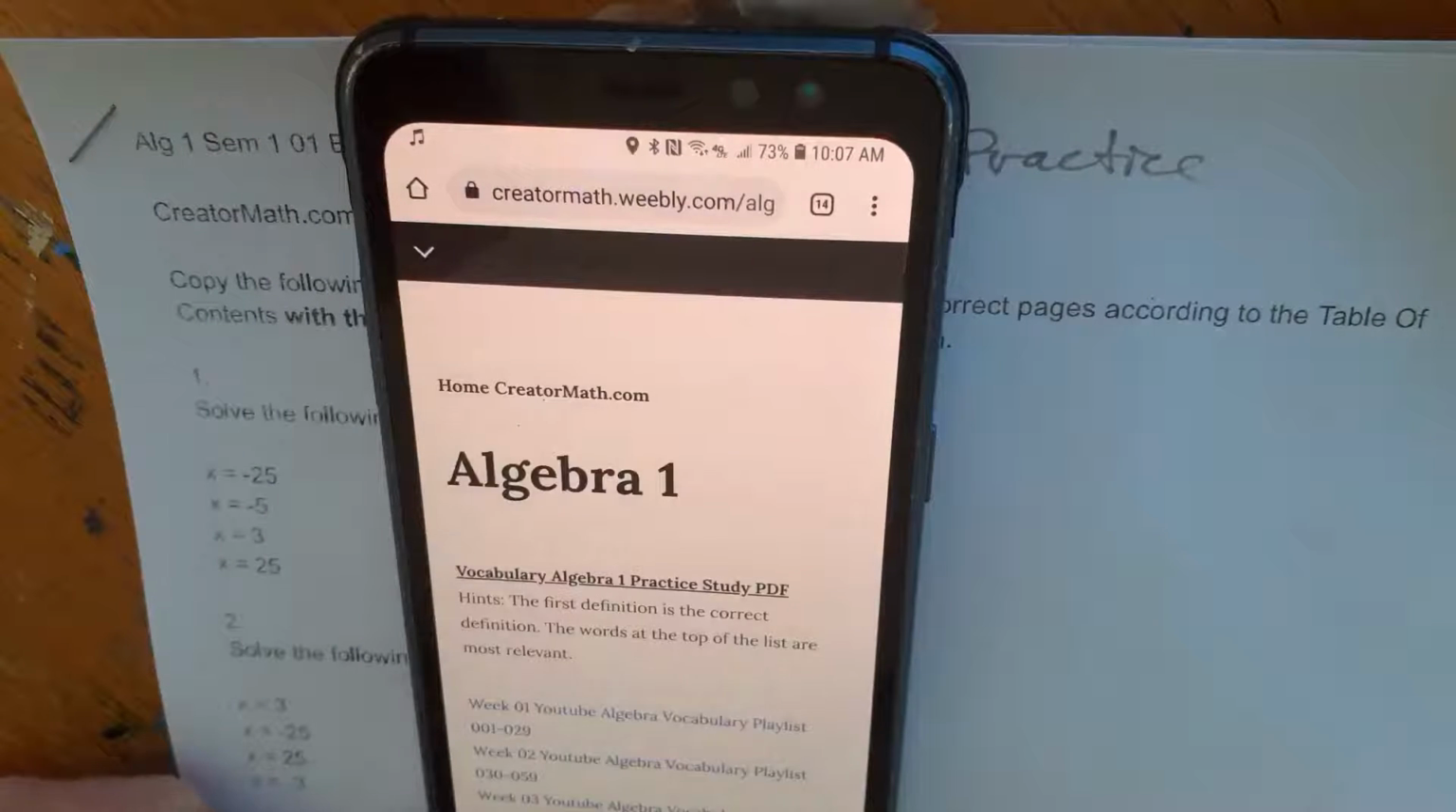Now we're going to go to notes, videos, practice problems. It's all under the Algebra 1 tab. Notice there's the Vocabulary Algebra 1 Practice Study PDF right here. If you're not getting 100% on your vocabulary practices, you probably don't know that you can open this PDF and search it. Google how do I search a PDF with the device you're on. You should be getting 100% on those vocabulary practices.